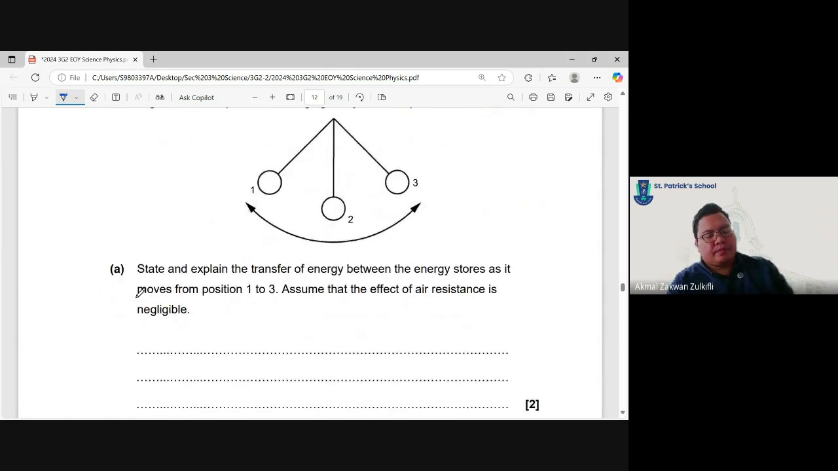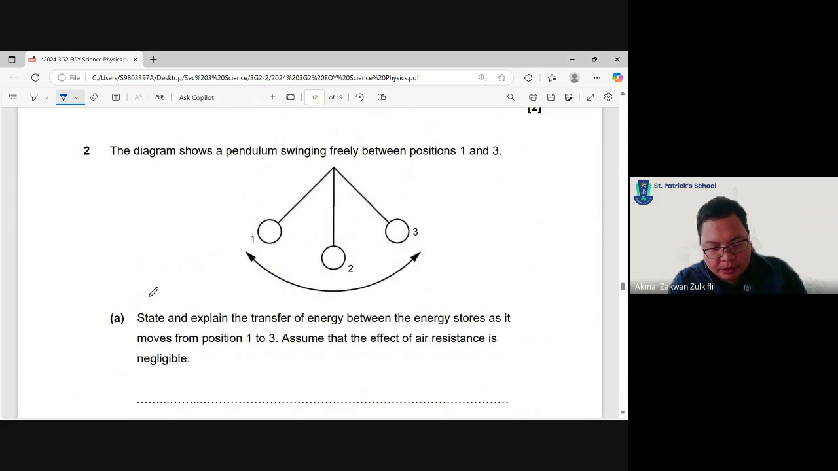Question 2. Say and explain the transfer of energy between the energy stores. The diagram shows a pendulum swinging freely between positions 1 and 3. Give an example of the transfer of energy between the energy stores as it moves from position 1 to position 3. Okay, so in this question, we know that as it goes here, EP is going down, EK is going up, and as it goes here, EK will go down, EP will go up.